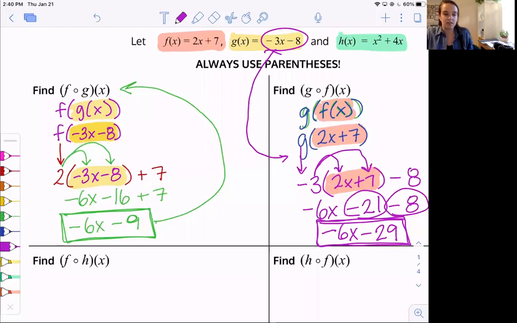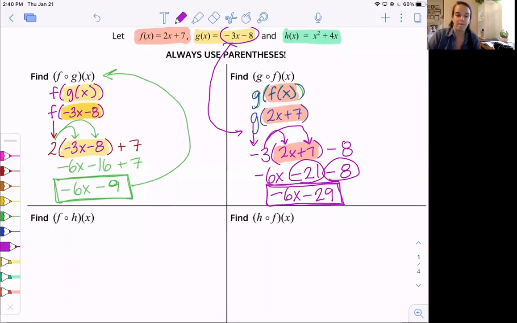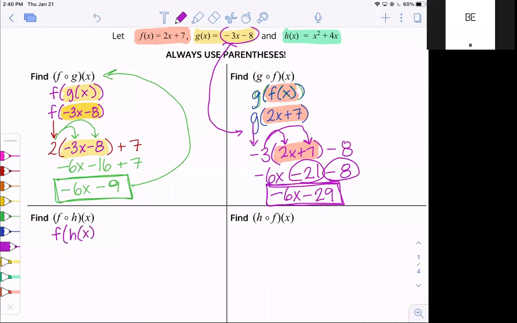If you'd like to help me, you can use that raise hand button, that reaction. You want to help me with this problem? How could I write this using parentheses? F parentheses h parentheses x parentheses parentheses. Perfect. Thank you. And then I have f.